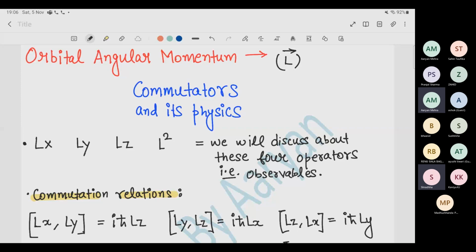Related to rotation. When any body rotates about its own axis, then we don't actually say orbital angular momentum. Then we say spin. Isn't it? It means it's rotating about some other body or some other point.